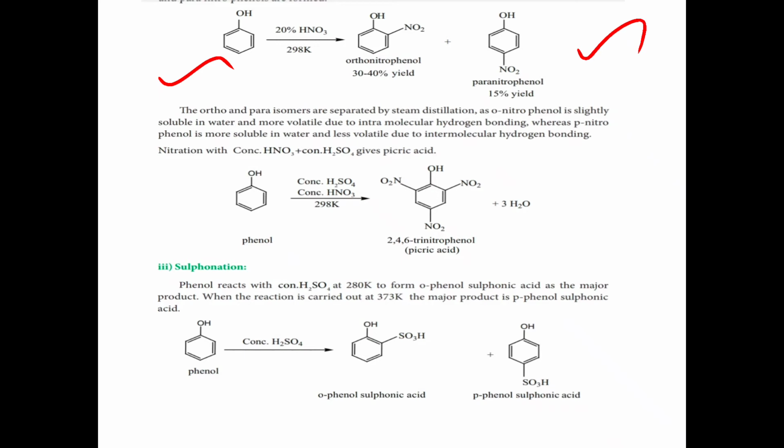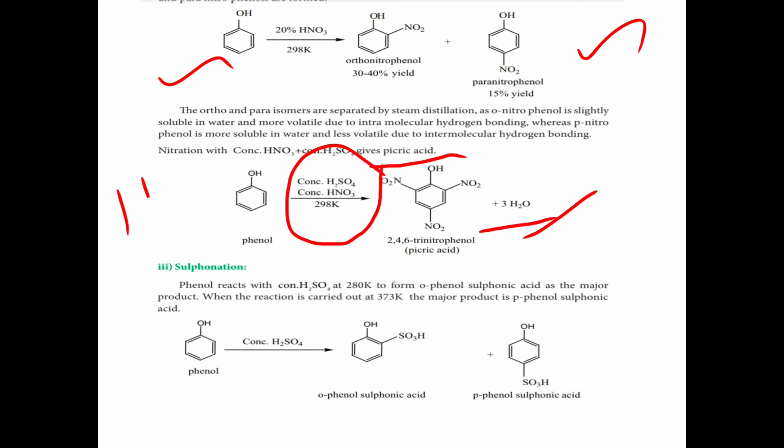And coming to a very important reaction, which we have already seen in the nomenclature: picric acid, 2,4,6-trinitrophenol, which is called picric acid. How is it formed? Phenol with a nitrating mixture, concentrated sulfuric acid and concentrated nitric acid at 298 Kelvin. The 2,4,6-trinitrophenol is formed, and how many water molecules are removed? Three water molecules are removed. So how many nitric acid molecules are involved here? Three nitric acid.